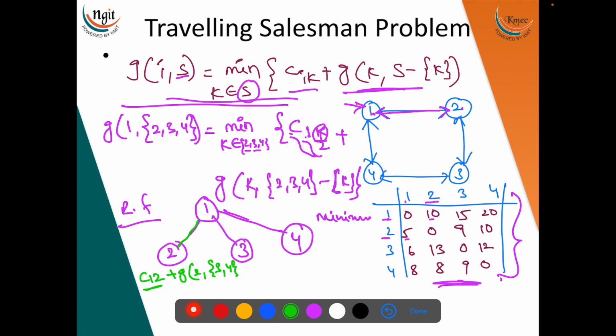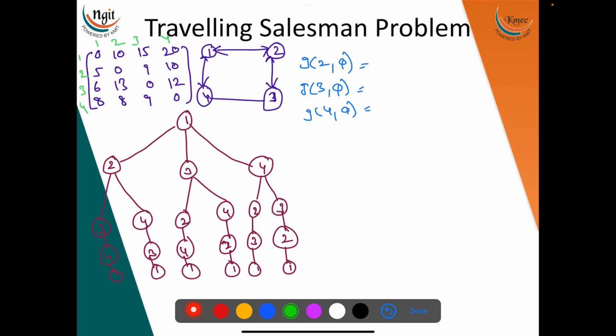So C12 you know from this graph. What is C12? 10. So 10 you will know from the graph. So this value you have to calculate. Again, to get this value, you have to draw a recursive tree from 2 to visit 3 and 4. So 3 will come here and 4 will come here. So we'll take one more slide. Now let's see here. These are the possible permutations for this graph. That is, he can go 1 to 2 or 1 to 3 or 1 to 4. Depending upon the minimum cost, he will choose to travel.